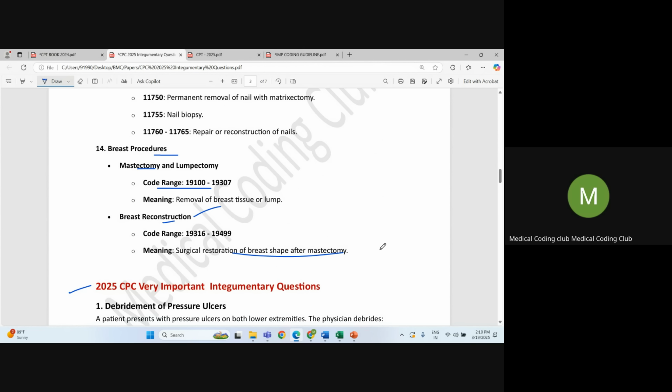Just go back and open your CPT book and refer to these topics' coding guidelines, and understand how to select the code and what the particular coding points are for each of these topics. All of these will be discussed in my classes. So if you are interested, please do join the classes.